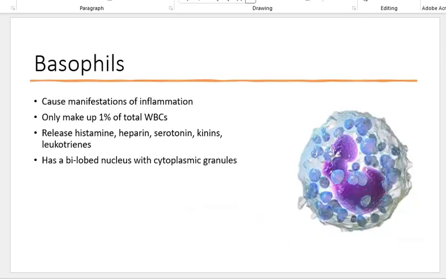Next is basophils. They release histamine, leukotrienes, and other chemicals that can cause allergic reactions. They also contribute to inflammatory responses by increasing blood flow and attracting other immune cells. They play a role in defending against parasites, especially worms. They also interact with other immune cells like eosinophils and mast cells to coordinate a response.